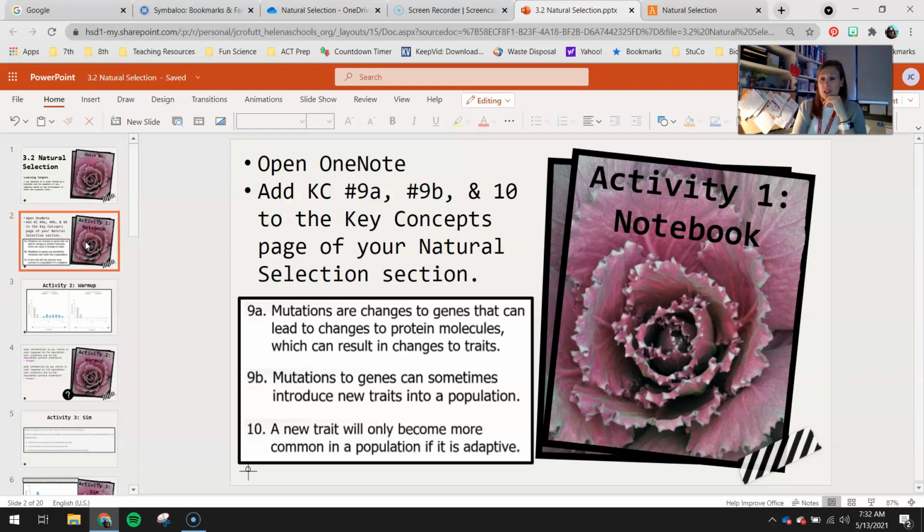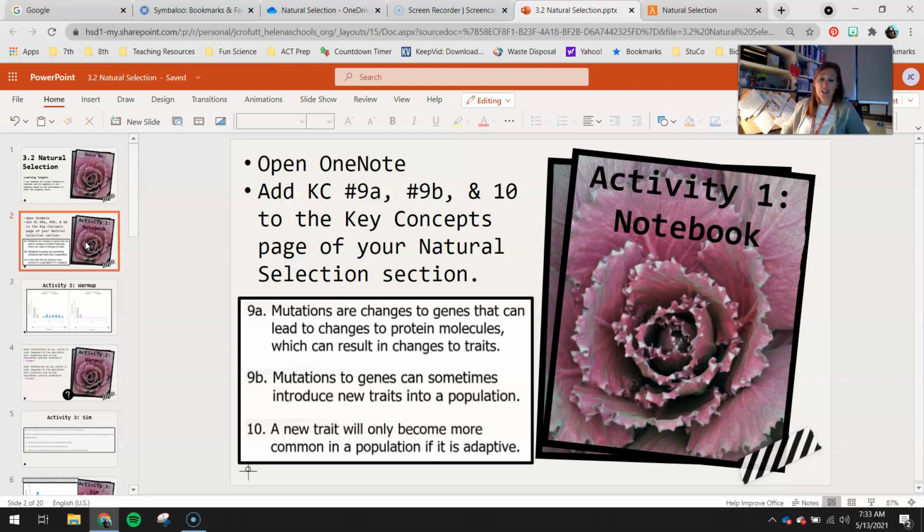If it does happen to cause a new trait, that trait can either be adaptive, where it helps the organism survive and reproduce better, or it could be non-adaptive, where it really doesn't matter if that organism has that trait. It doesn't help them in any way. And, you know, maybe it hurts them more than anything. Okay? So 9B, mutations to genes can sometimes introduce new traits to a population. Again, sometimes. This really doesn't happen as often as you guys would like to think it does. More often than not, like I said, mutations don't cause anything significant to happen at all.